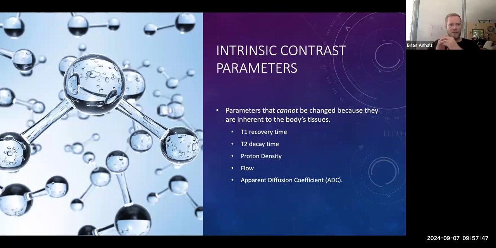We can't change the speed of flow. We can't change something called apparent diffusion coefficient or ADC. We're not going to talk about those today. We're just going to talk about the top three. So don't worry about flow and ADC. We'll talk more about those in physics too and how they affect our contrast. But obviously, we can't change the T1 recovery time of fat. Right? That's not something that I can go in and change. So it's intrinsic or inherent to the tissue.